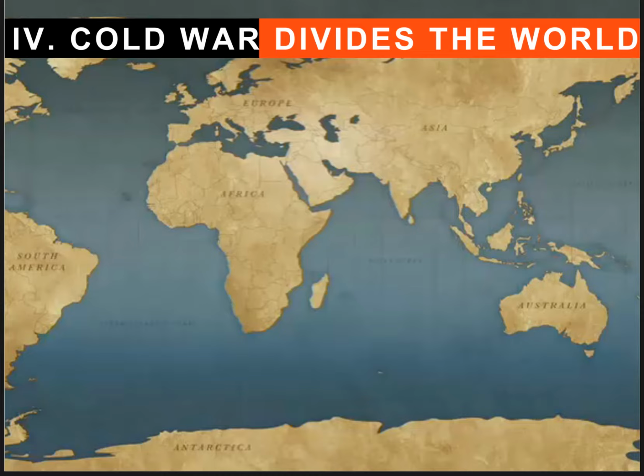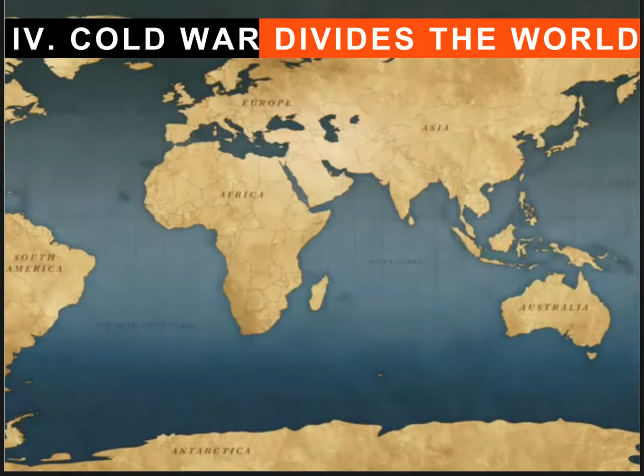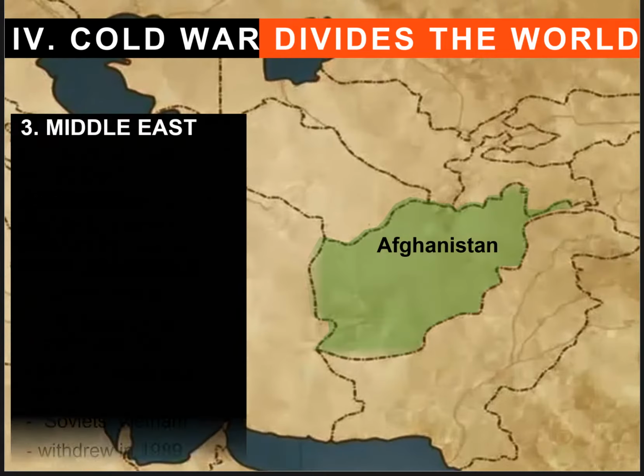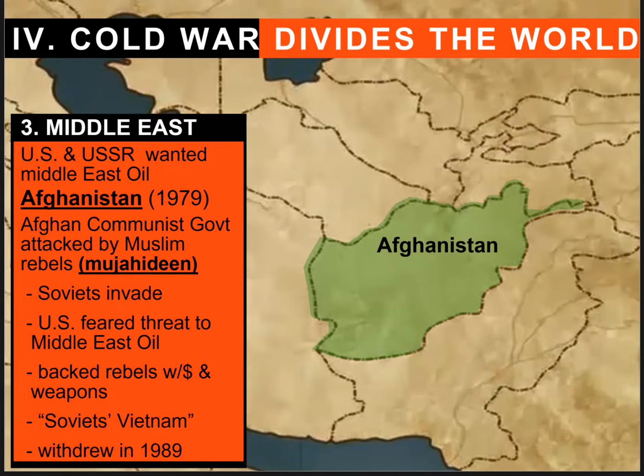Let's move to other parts of the world, the Middle East and Central Asia. So, confrontations in the Middle East. Now the Middle East, as you can imagine, was valuable to both the United States and the Soviet Union because it was full of countries that had oil, and oil was important to both superpowers. Superpowers face off in Afghanistan.